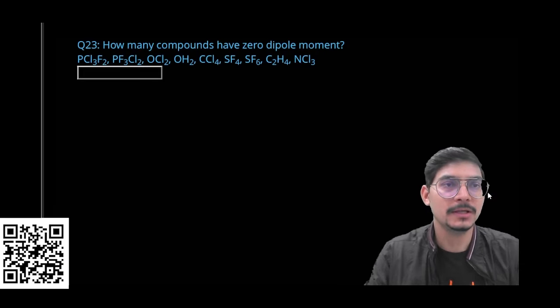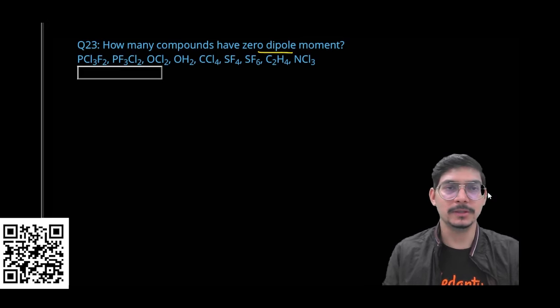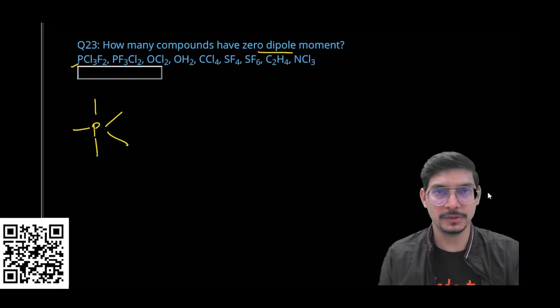Hi everyone. In this question, we have to find out how many compounds have 0 dipole moment. Let us start with the first molecule, which is PCl3F2. We have 2 different kinds of atoms here, chlorine and fluorine.